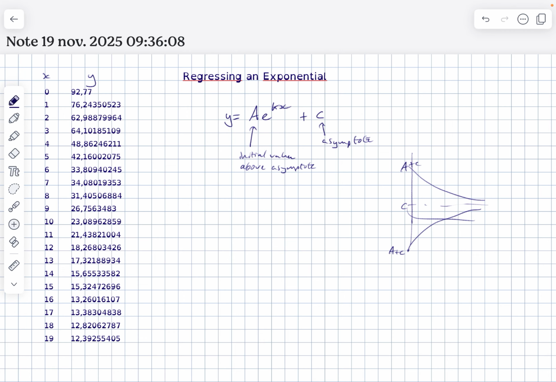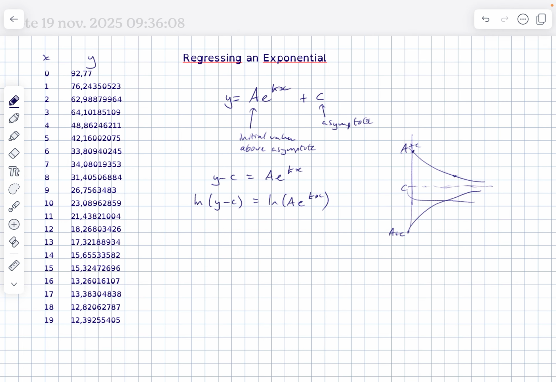But what I can do with this, I could try and find a particular value here and a particular value there and work out what it looks like, but I want to do a regression on it. So to do a regression, the first thing I want to do is estimate the asymptote. When I know the asymptote, I can rearrange this equation. So subtract c from both sides. I get y subtract c equals a e to the kx. And then I take a log of both sides because it's e to the power. Get log of y subtract c equals log of a e to the kx.